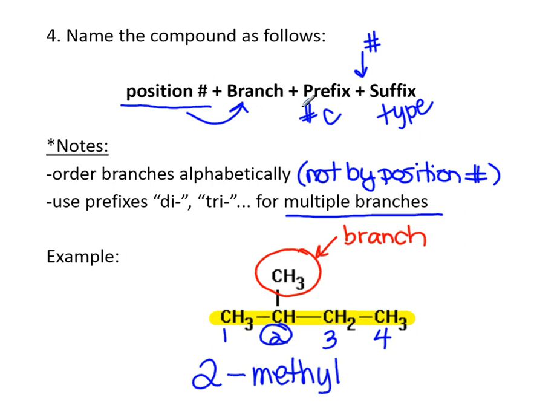There's no other branches here, so I can move on to the main part of my chain, where I put in my prefix. 1, 2, 3, 4. My prefix is going to be but. To do that, I put it right next to the methyl. No spaces here. It's all one word. Are there any double or triple bonds? No, there are not. So I don't need a position number here. All of these are single bonds. So I've got butane. So when I put this all together, I've got 2-methylbutane.